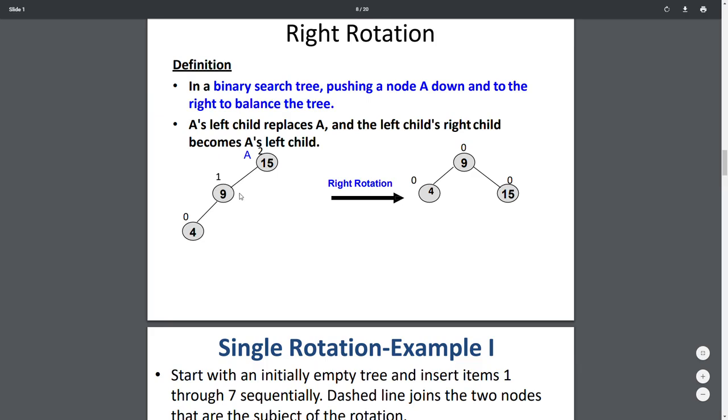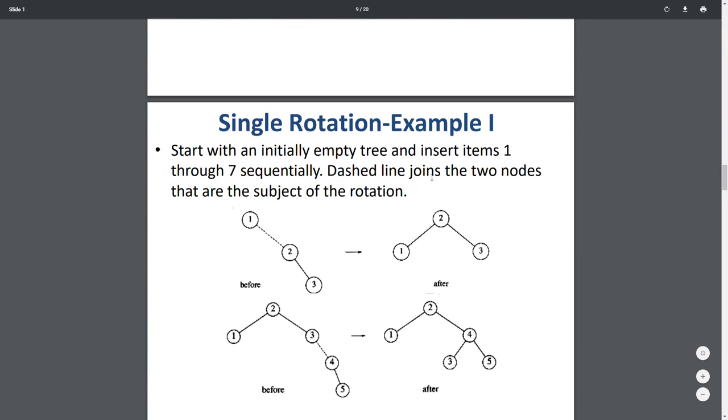So RR rotation is again a single rotation and applied on the child node of the critical node. 15 is the critical node and 9 is the child node. So 9 is moved to the root node. 15 will be replaced by 9, and 15 is greater than 9, so it goes to the right side of 9, and 4 is less than 9, so it goes to the left-hand side of 9. Now the balance factor of all these nodes is 0, so this tree is a balanced tree or AVL tree.